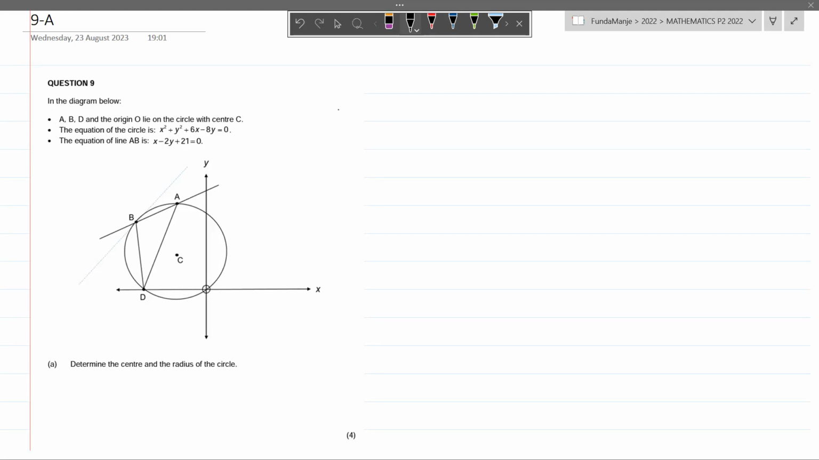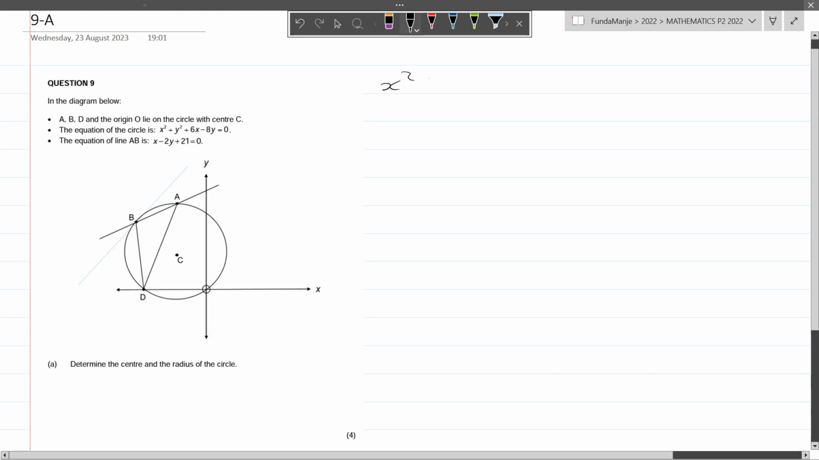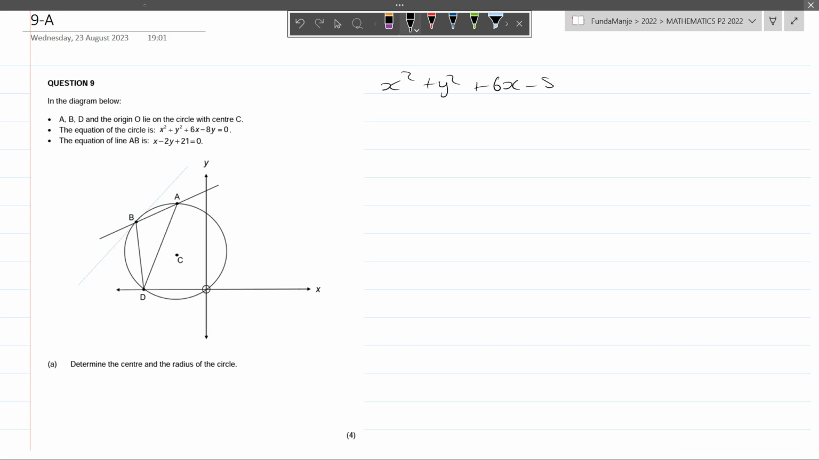Question 9 says, in the diagram below, A, B, D, and the origin all lie on the circle with center C. The equation of the circle is x squared plus y squared plus 6x minus 8y is equal to 0. The equation of the line is x minus 2y plus 21 is equal to 0. And then the first question says, determine the center and the radius of the circle.